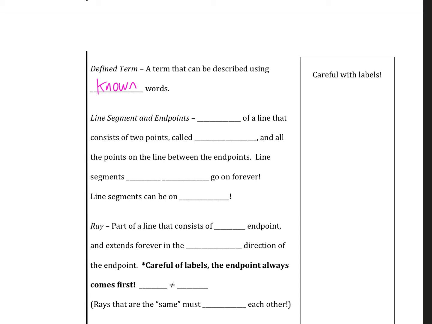All right, a line segment and endpoints. It's part of a line that consists of 2 points called endpoints, and all points on the line between the endpoints. Line segments do not go on forever, and line segments can be on lines. We're just going to put part of a line down here. That's what a line segment is: part of a line.